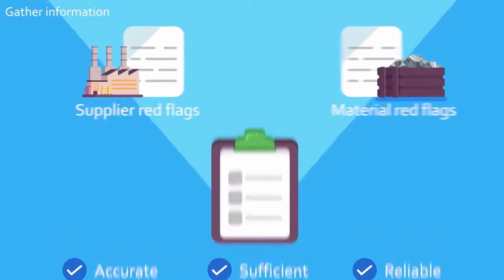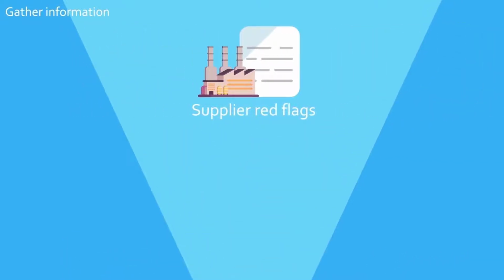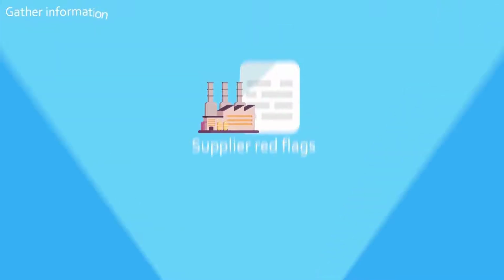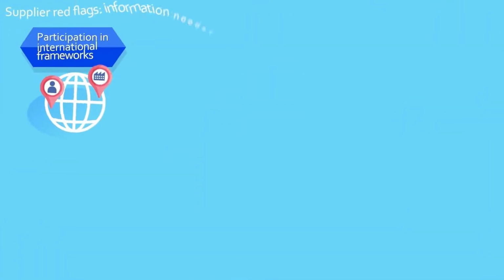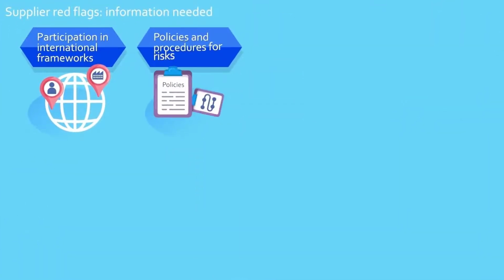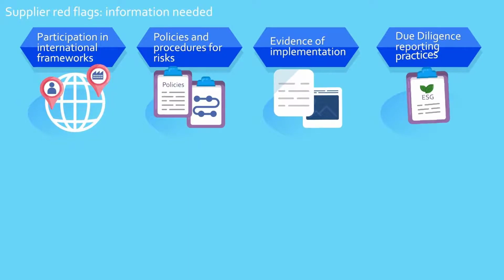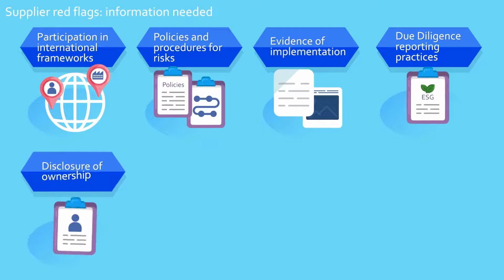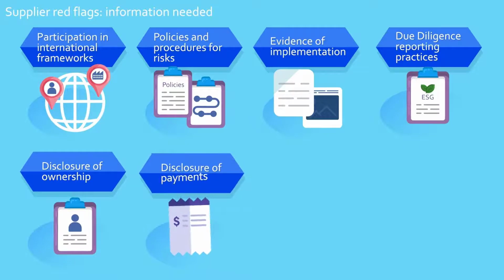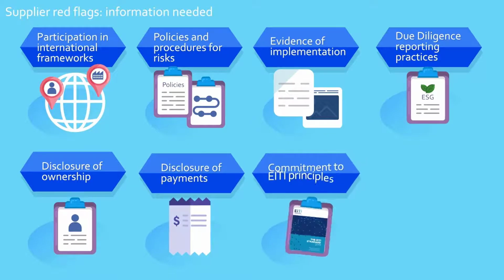If there are supplier red flags, look at these areas: participation in international frameworks, policies and procedures for risks, evidence of implementation, due diligence reporting practices, disclosure of ownership, disclosure of payments, commitment to EITI principles.